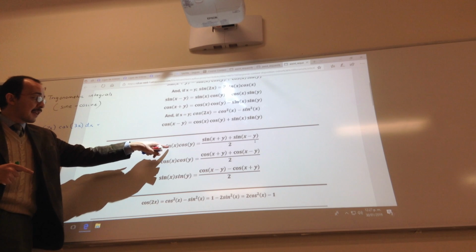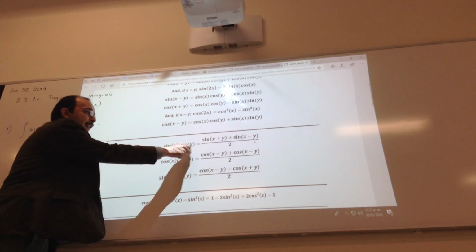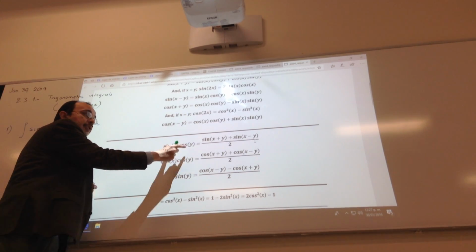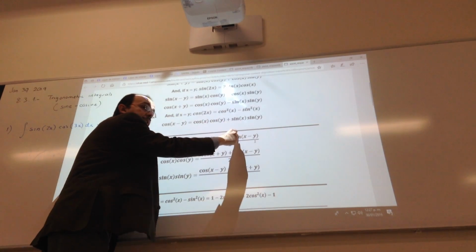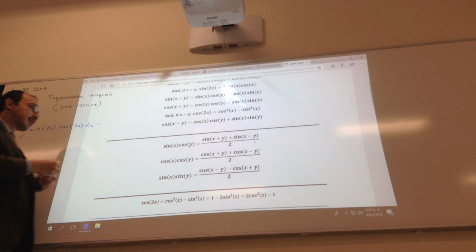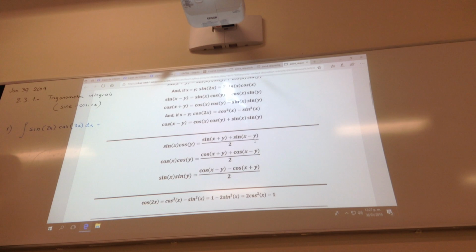So, if you observe, you have sine of x, cosine of y, different stuff. We're going to rewrite it into this. So now, if I rewrite using that formula, sine x cosine y is sine of x plus y plus sine of x minus y, divided by 2. Let's do it.